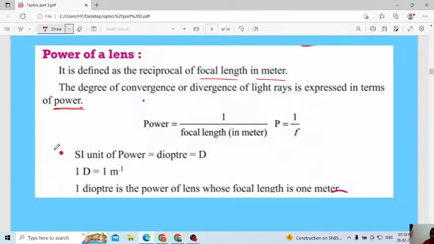Then what is the SI unit of power of a lens? Diopter. The p is silent here. It is indicated by capital D. Always power we will measure in terms of meters. Remember, if the focal length is given in centimeters, you have to convert it to meters. The SI unit of power is diopter, but this we will measure in terms of meters. 1 diopter is the power of a lens whose focal length is 1 meter. What is the definition of 1 diopter?